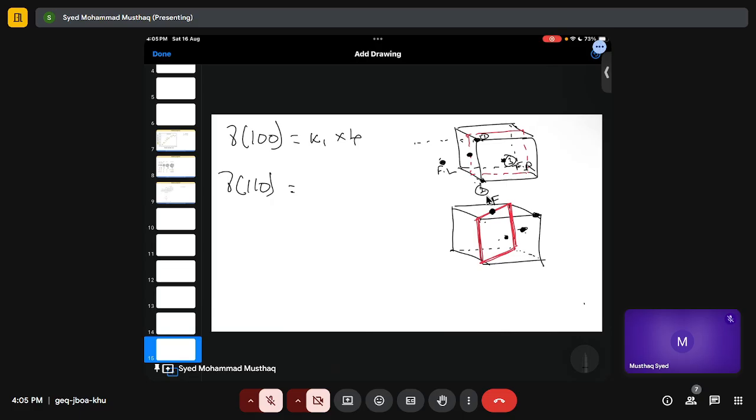and then the same for the lattice above. So the above lattice also has lost 2 faces, here and here. So how many? 1, 2, 3, 4, 5. K1 times 5. Moving on to the last one, 1, 1, 1.